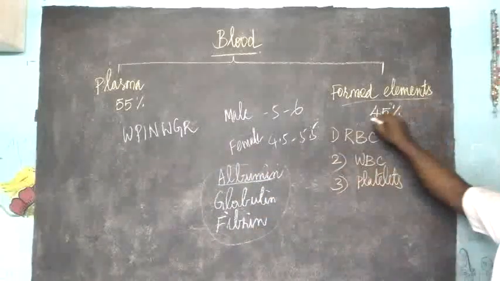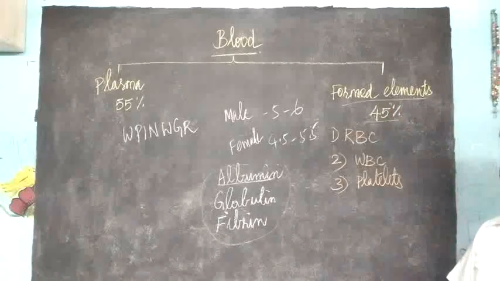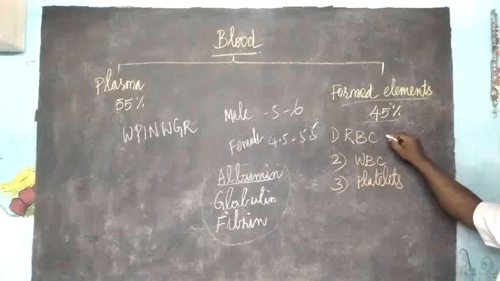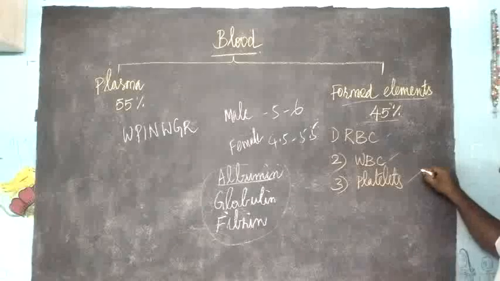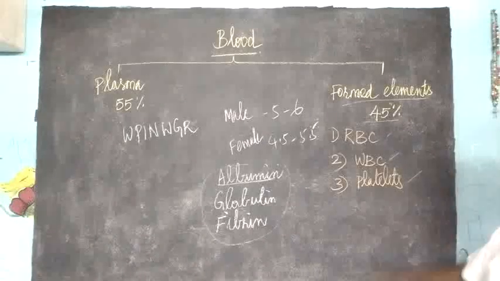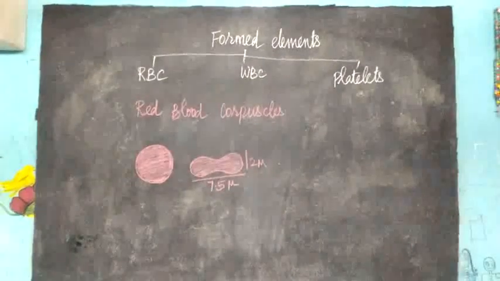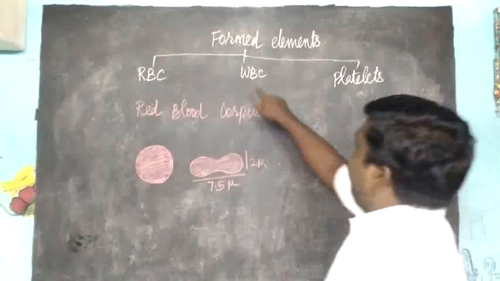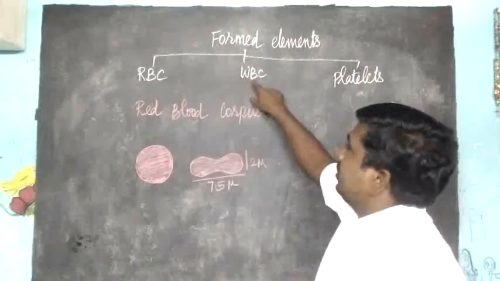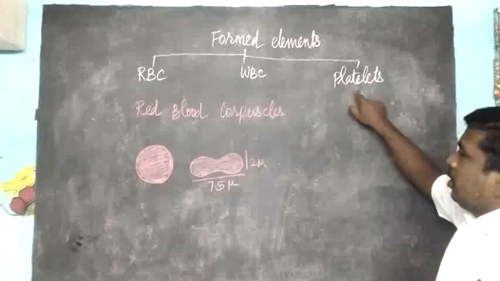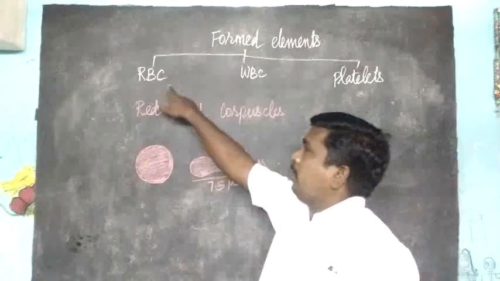Second one, formed elements. It occupies 45%. Simply we can say blood cells. There are three types. One is the RBC, second one is the WBC, and third one is the platelets. First, we are going to learn about RBC.